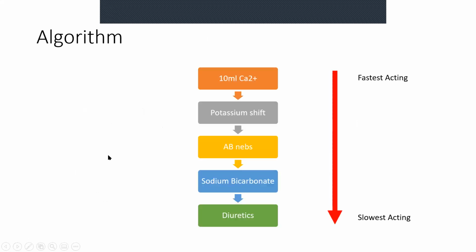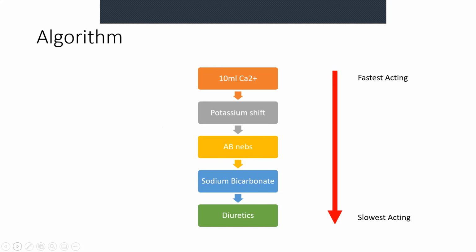So this is just an algorithm that you can remember. Basically, you give your calcium, then you do a potassium shift, then you give nebulizers, then you look as to whether you need sodium bicarbonate, and then you add diuretics. And we've placed it from fastest acting to slowest acting. So this is just a nice little clipping to keep for yourself, and even the last two slides if you want as well. So just remember this, and you'll never go wrong with potassium.